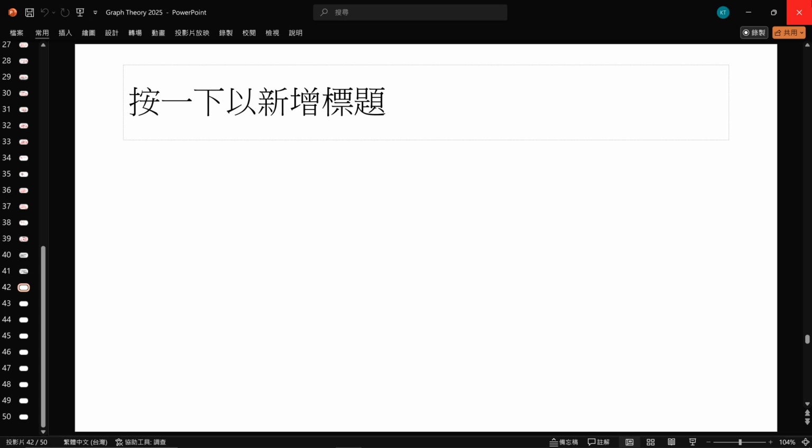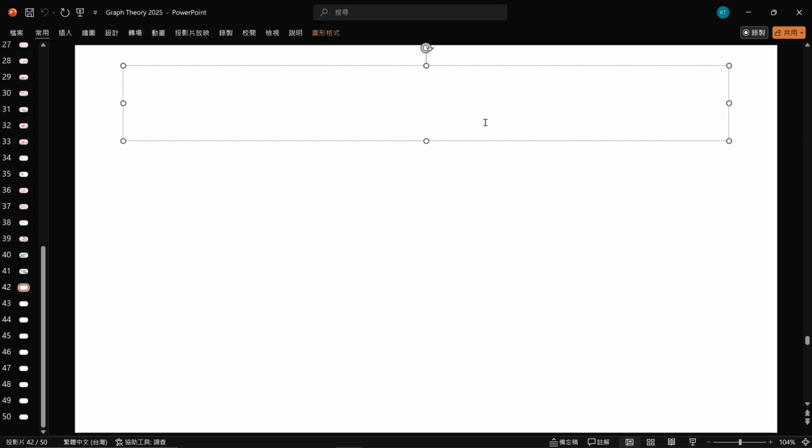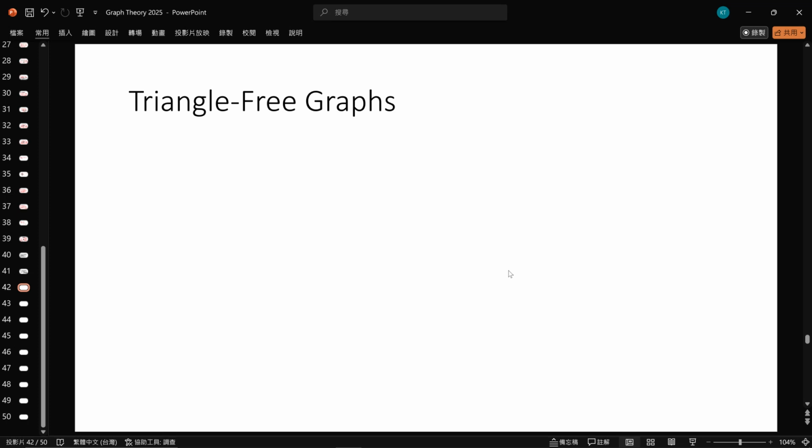But of course, we want certain properties, otherwise we can just build a complete graph. So the graph that we're going to construct today is called a triangle-free graph. So what is a triangle-free graph? First of all, a triangle is just three vertices connected by three edges. So this is a triangle. A triangle-free graph is just a graph where you cannot find any triangle.